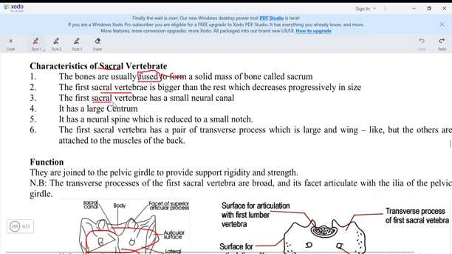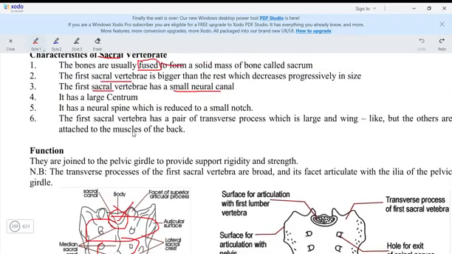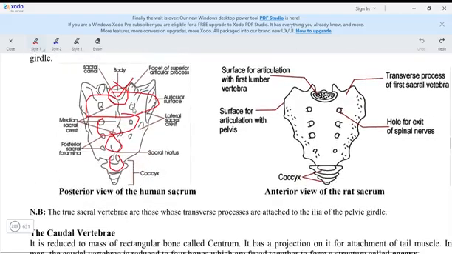Then the first sacral vertebra, it has a small neural canal where vertebral column will be passing. So it has a canal. So that's for number one. So you can see the canal here. So that's for the first sacral. Then it has a large centrum. So when I say centrum, I'm talking about the big bone that we always mention. So that's the large centrum.